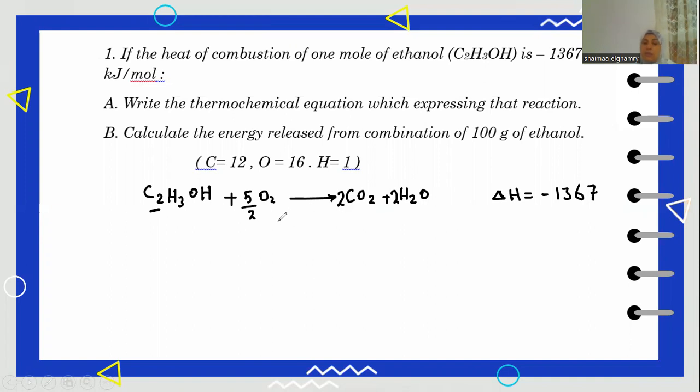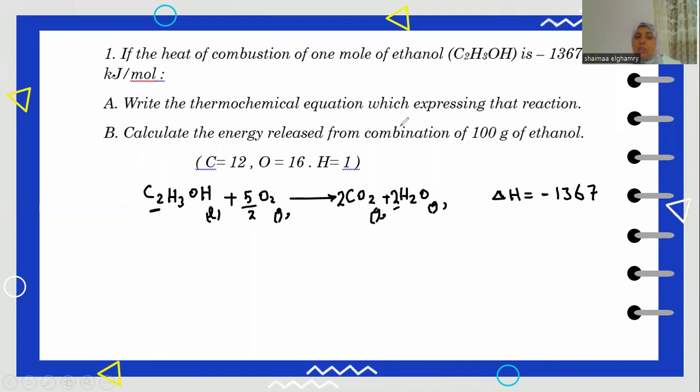As we said, in a thermochemical equation, we can use fractions. Write a thermochemical equation which represents this reaction. In a thermochemical equation, we should also write the states. So ethanol is liquid, oxygen is gas, carbon dioxide is gas, and water vapor is in the gaseous state.